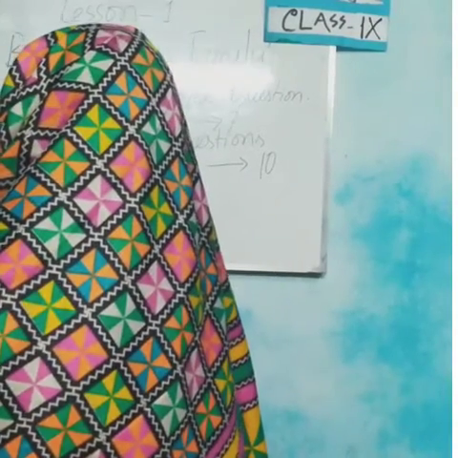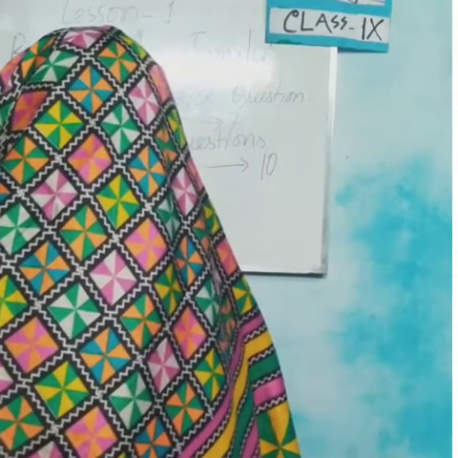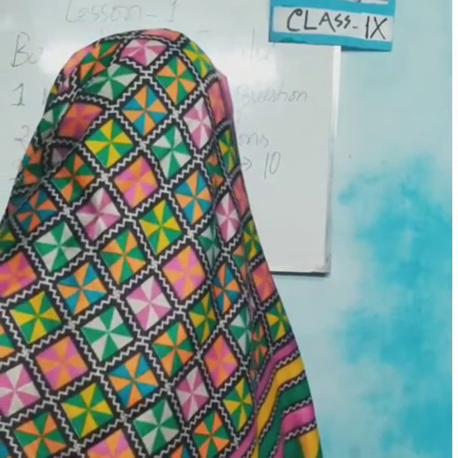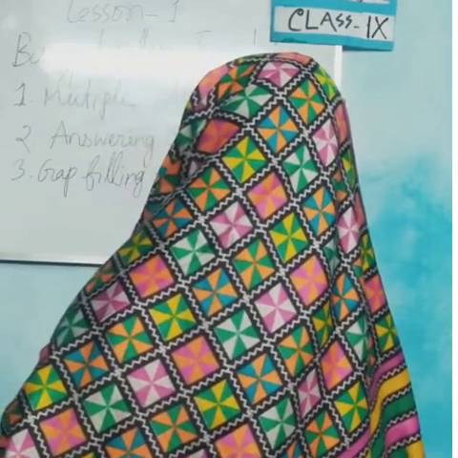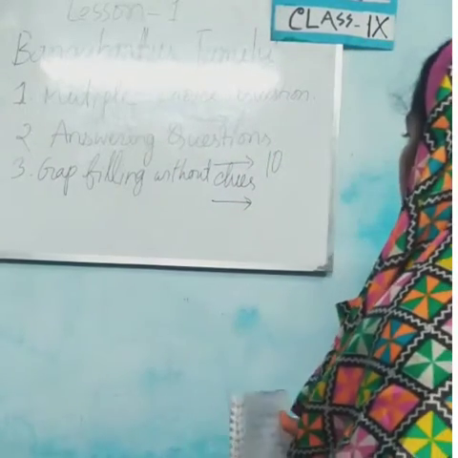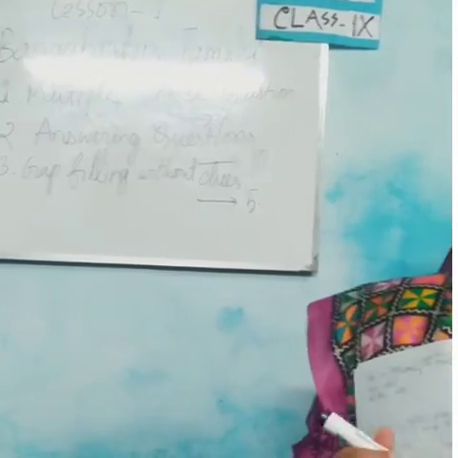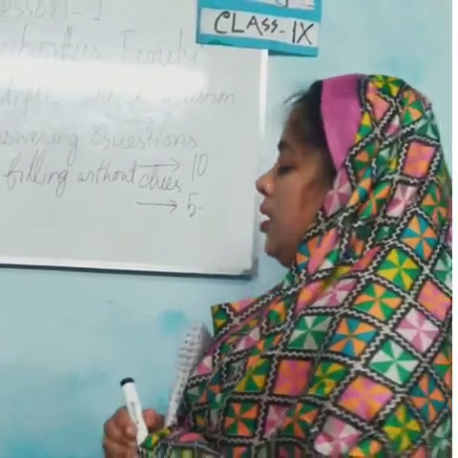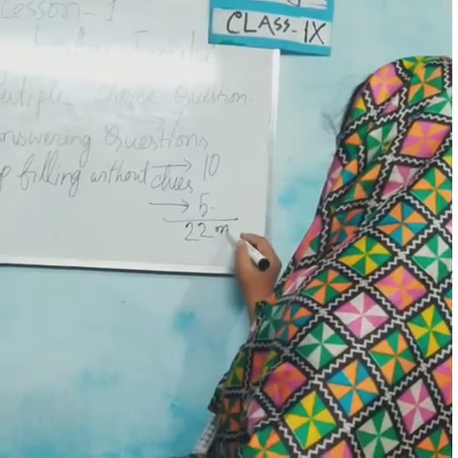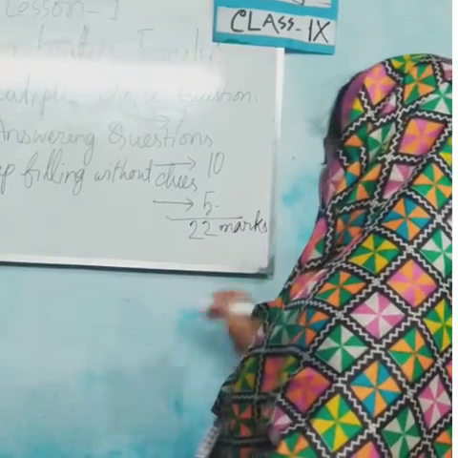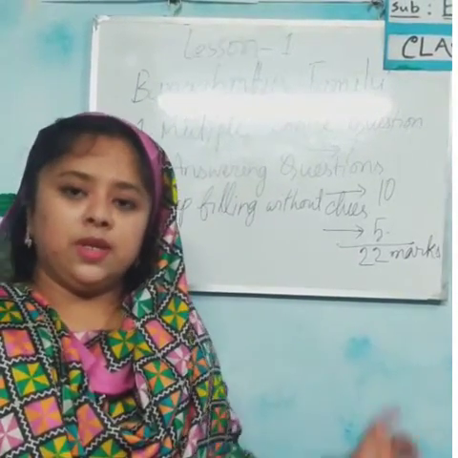3, gap filling without clues. Here we have to answer for 5 marks, and there will be 5 gaps for 5 marks. So from the textbook we can earn 22 marks, if we go through the book, go through the text properly.